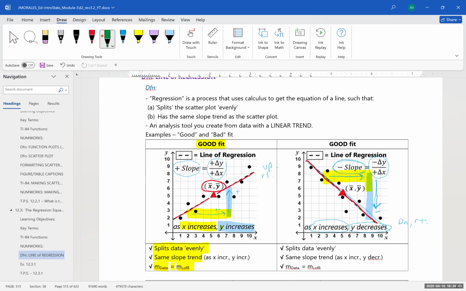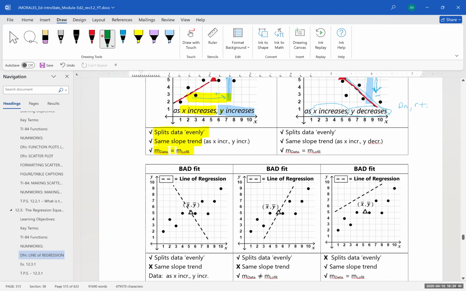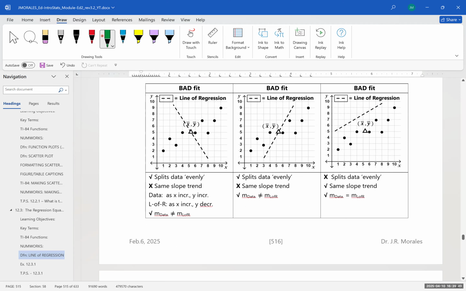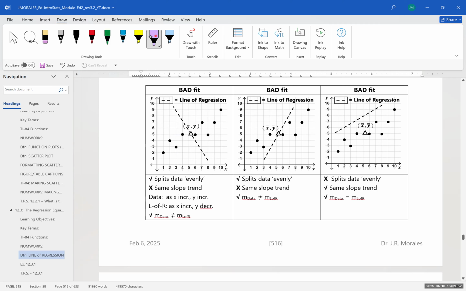Now let's compare what we consider to be a good fit to some examples of bad fits. So, here, in this first example of a bad fit, you can see we've got a scatter plot where the points appear to be going up and to the right. But where's our line of regression? Well, the line of regression is going down and to the right. You might say, well, it's good because that line of regression is splitting the data evenly, right? We've got essentially the same number of points on one side as we do on the other side.